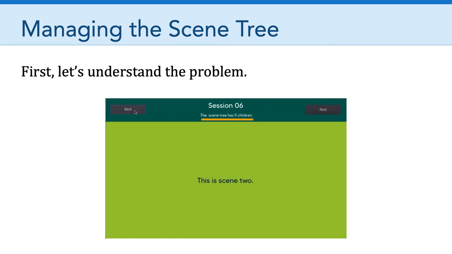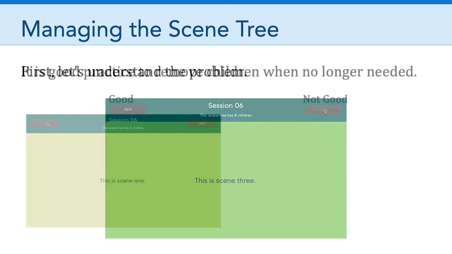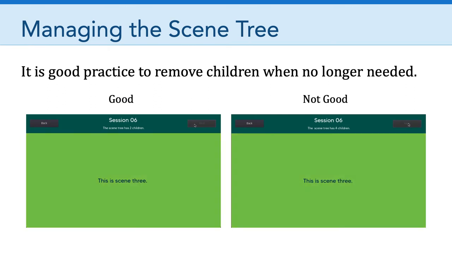Now, this is a problem because we are using unnecessary computing resources. For our small projects, it doesn't really matter on modern computers. But with bigger projects or bigger games, games can become sluggish and they can slow down the computer overall. In other words, you're wasting computer resources by not removing scenes when you don't need them anymore. So the point I'm trying to make is that it's good practice to remove children from the scene tree when they are no longer needed.